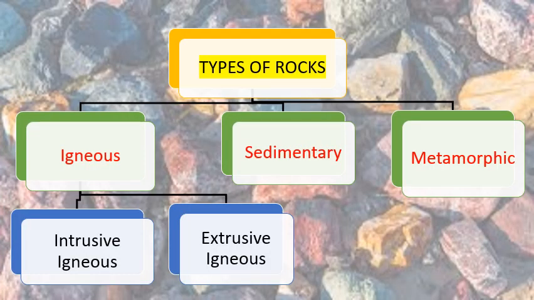The Earth's crust is mostly made up of various types of rocks. There are three major types of rocks: igneous, sedimentary, and metamorphic. The igneous rock is again further divided into two types: intrusive igneous and extrusive igneous. Let us see in the next slide how these types of rocks are formed.